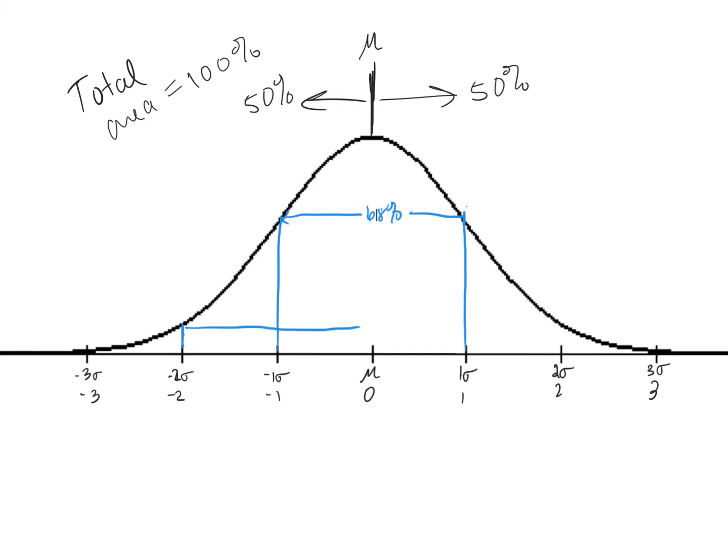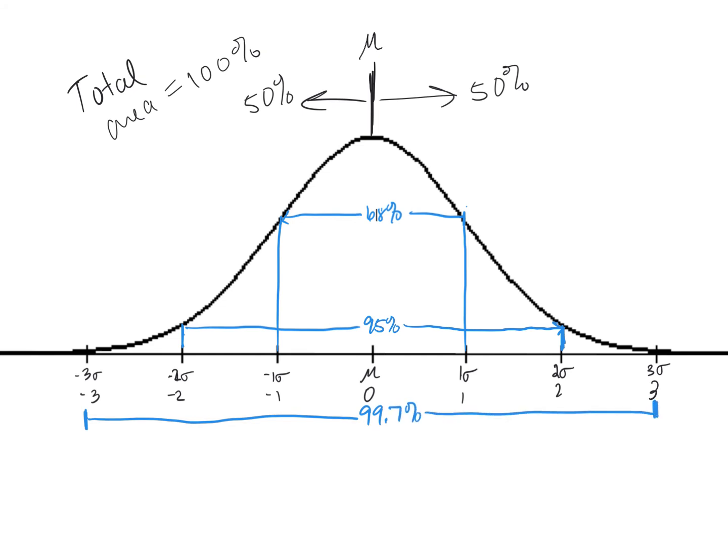95% of the values lie within 2 standard deviations of the mean. And 99.7, I'm going to put that underneath. 99.7% of the data lies within 3 standard deviations of the mean. So we can use this to estimate certain percentages.